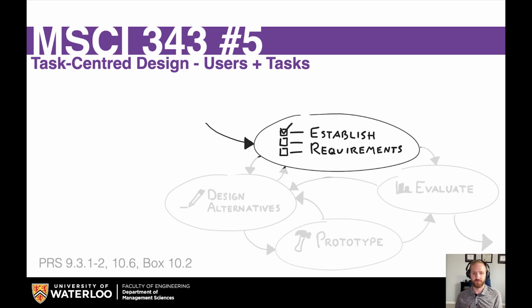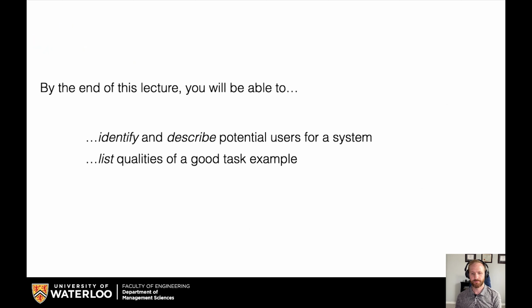Today we're going to focus on establishing requirements. This means that we're going to specifically look at who is going to use your system and what they will do with it. By the end of the lecture, you will be able to identify and describe potential users for a system and list the qualities of a good task example.